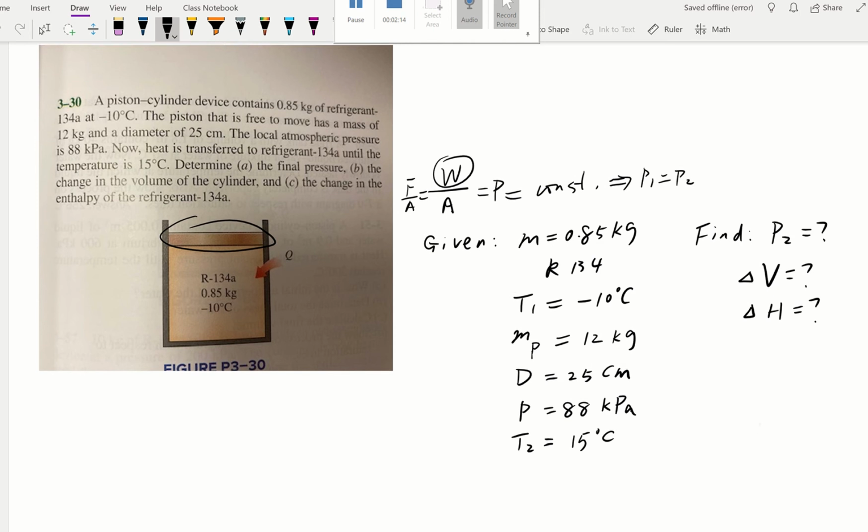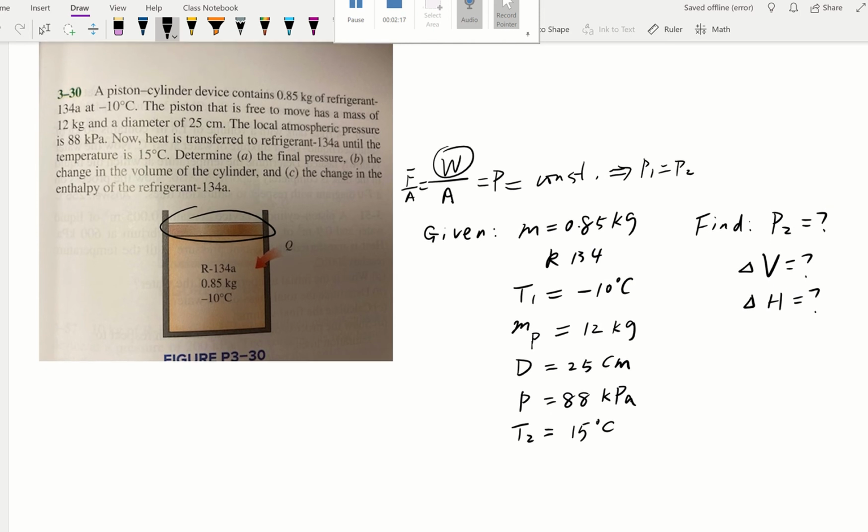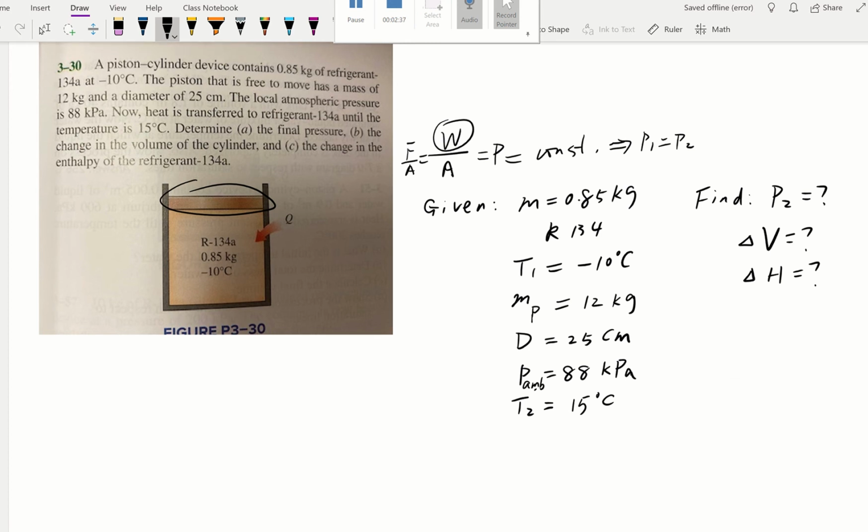Now let's take a look at how we figure that out. Here I'm going to make a note: this is the local atmosphere pressure, like the ambient pressure, 88 kilopascal. Let's see how we solve this. First step: what do we know in state 1? We know T1, the initial temperature, and we also know the mass of the piston, so maybe we can figure out the pressure.